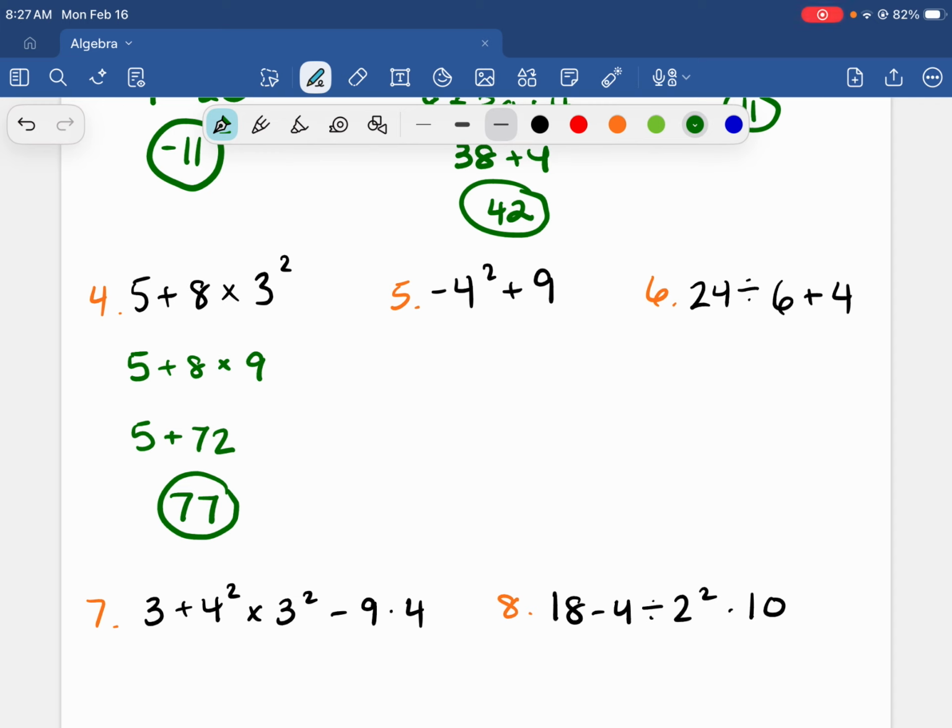Number 5, I have no parentheses. I do have some exponents, but I want to be careful to notice that negative 4 squared, negative 4 is not in parentheses, so that means that negative is kind of hanging out front. It's really just 4 being squared, 4 to the second power. So I'm going to keep that negative, and it's just going to be 4 times 4, which is 16.